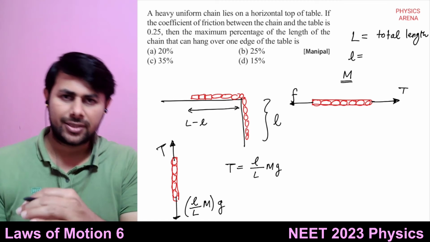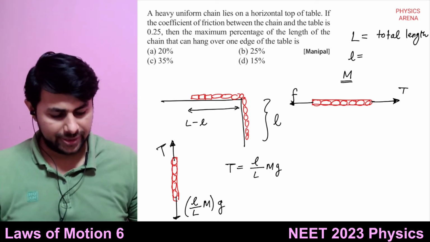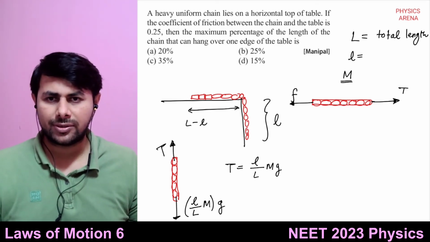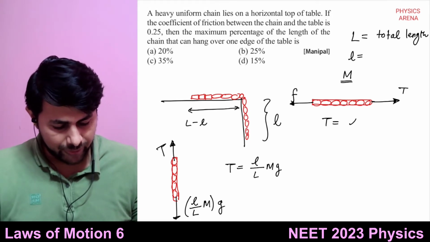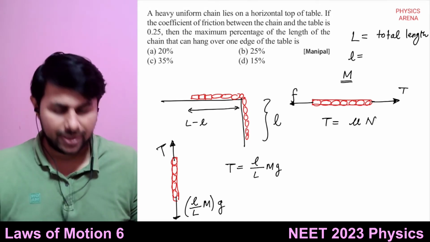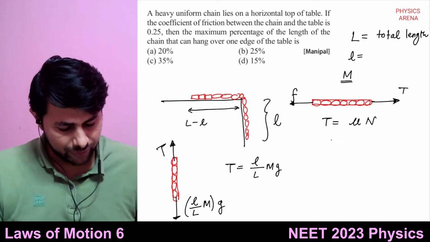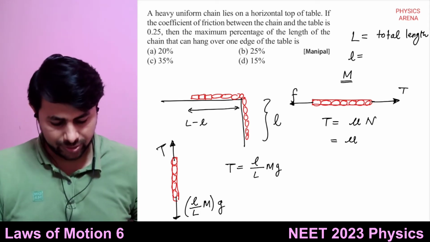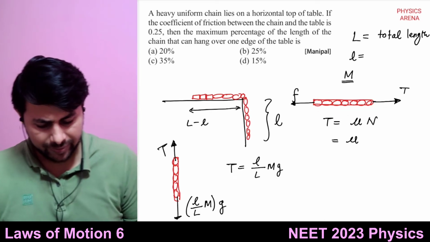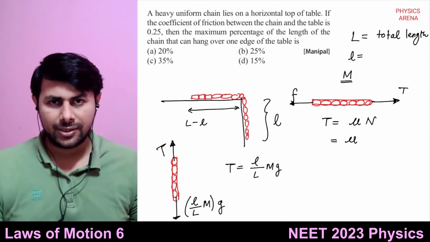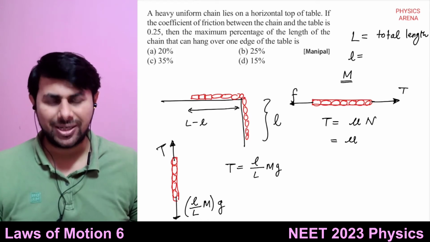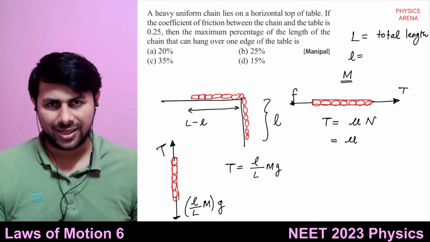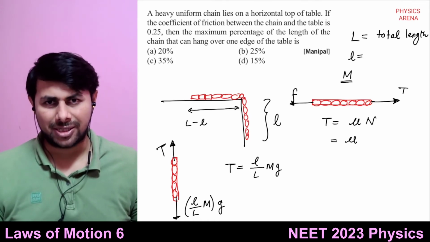So if it doesn't slide, that means the tension is equal to the frictional force. Okay, so T is equal to what? Frictional force. And what will be the frictional force? Mu multiplied by the normal reaction. And what will be the normal reaction? It is equal to the weight of this part. And what is weight? It is its mass multiplied by g. And how much would be the mass? So fractional length multiplied by the total mass.